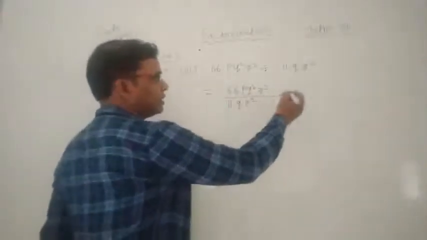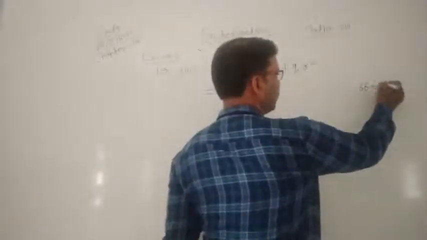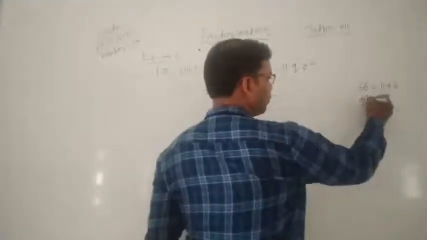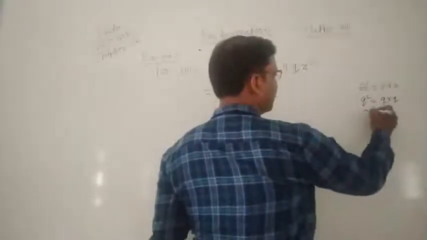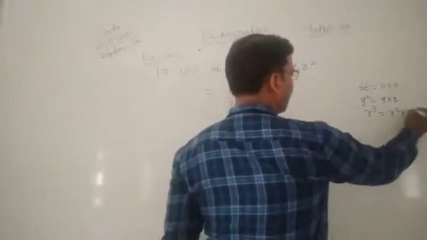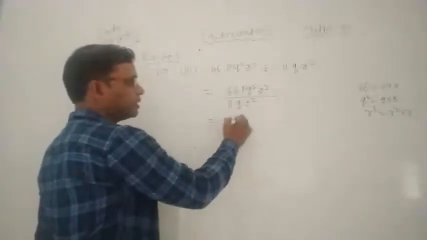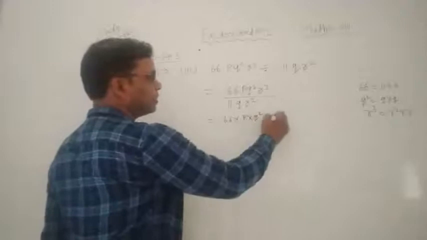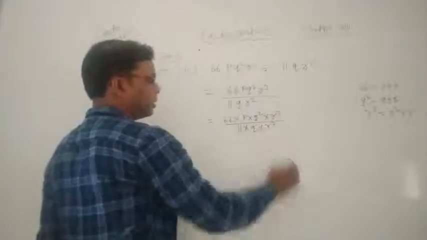You can write 66 as 11 into 6. And q square you can write as q into q. R power 3 you can write as r square into r. Okay. So this expression you can write as 66 into p into q square into r power 3 divided by 11 into q into r square. Okay.